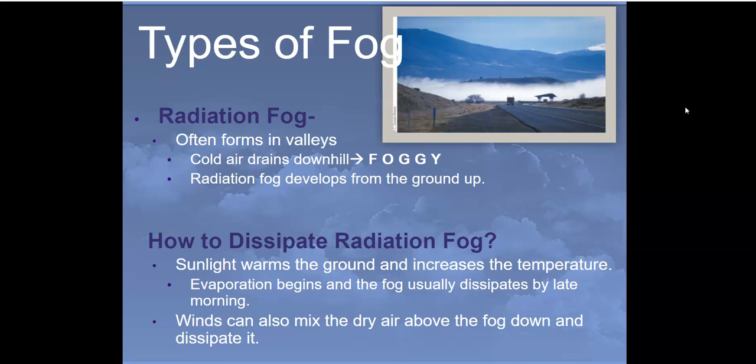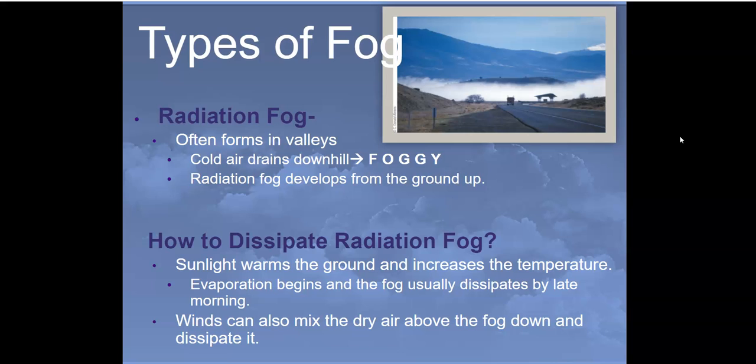The radiation fog often forms in valleys, so if you go to the mountains, you'll see this. The cold air will actually drain downhill, so cold air will sink, and it'll cause foggy conditions at the bottom. Radiation fog develops from the ground up.